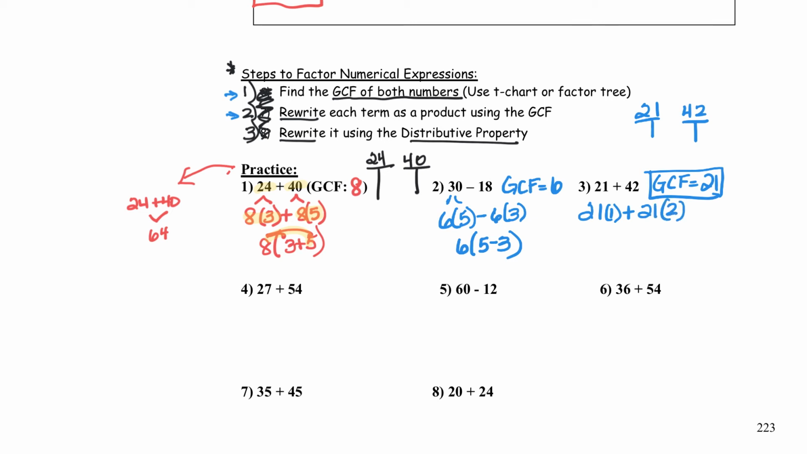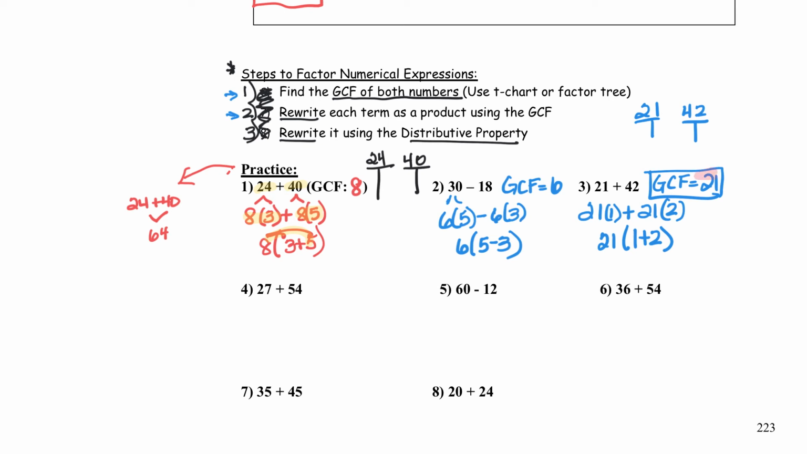That was tricky, Mrs. Spatola. And then finally we have 21 on the outside, and then 1 plus 2 goes on the inside. So hopefully you're starting to see a pattern. Using number 3, let's see if we can find it.